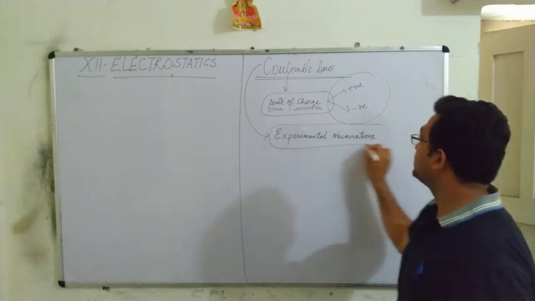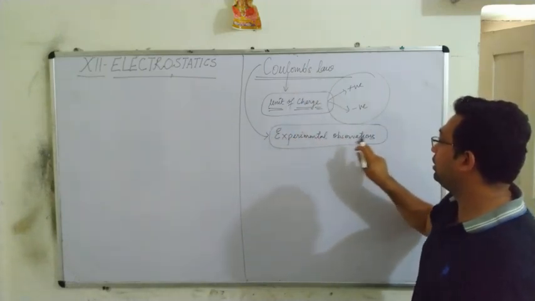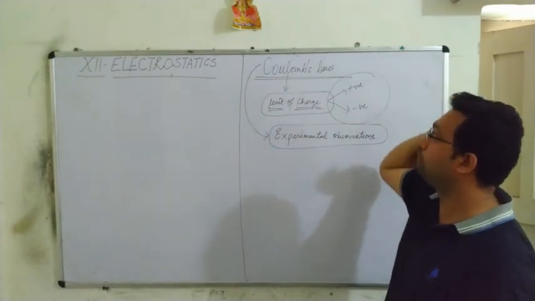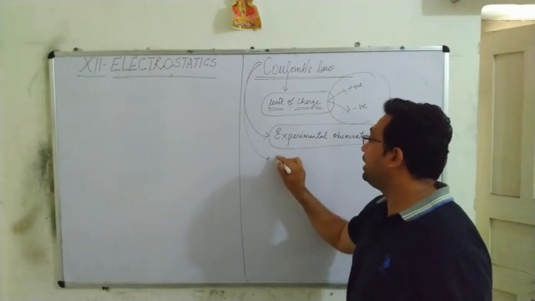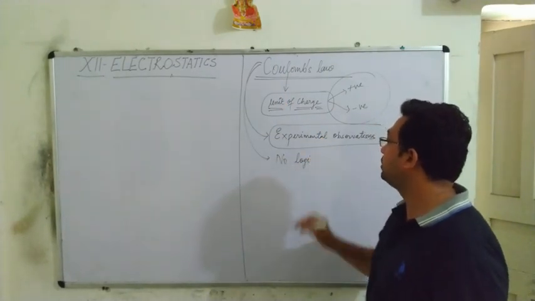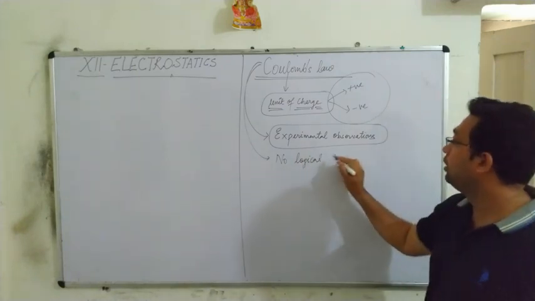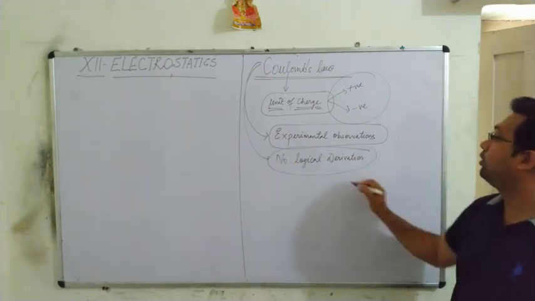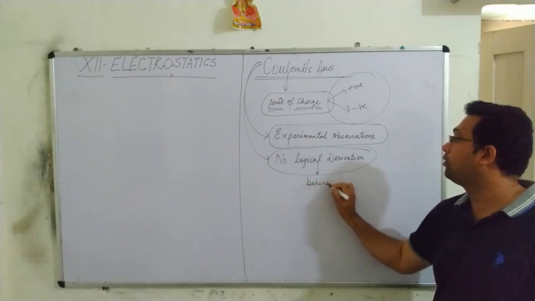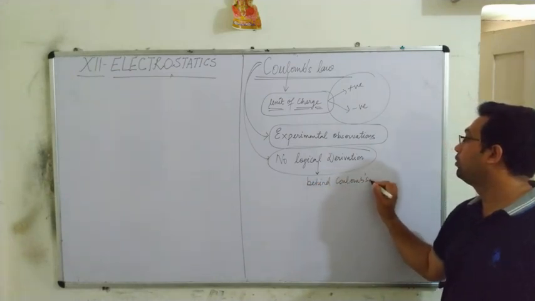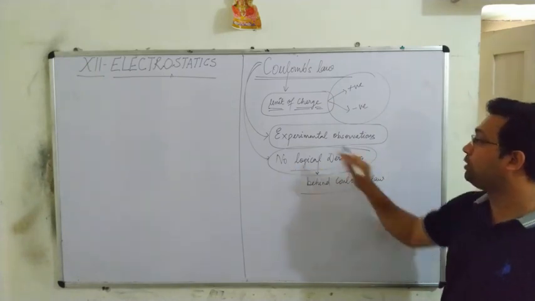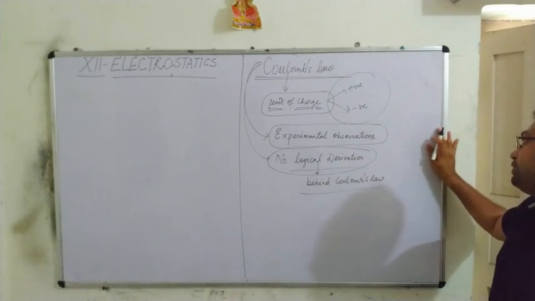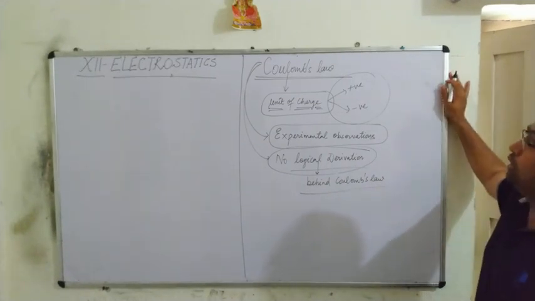Experimental observation. This law is based on experimental observations because there is no theoretical evidence of Coulomb's law. There is no logical derivation behind Coulomb's law. So it is purely based on experimental observations. So through experimental observation we have made Coulomb's law.